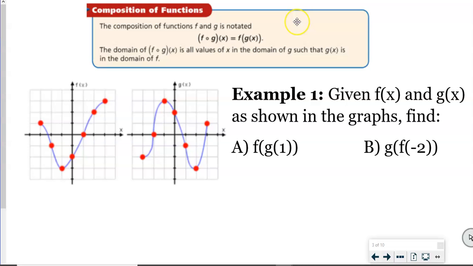So the domain of f of g of x is all values of x in the domain of g, such that g of x is in the domain of f. Yeah, very confusing. So we're going to explain this as we walk through it.